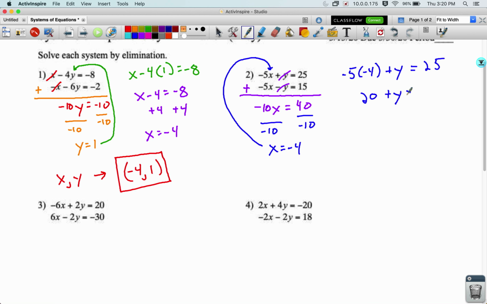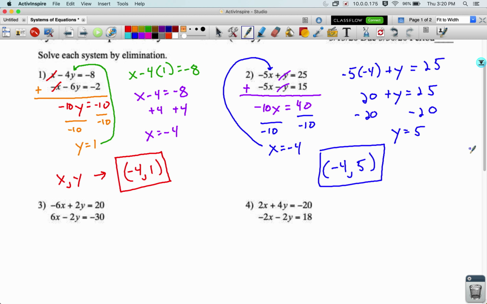Complete the multiplication here. 20 plus y equals 25. Take away 20 from both sides, and I get y equals 5. So x comma y becomes negative 4 comma 5. That's the answer we want to box.